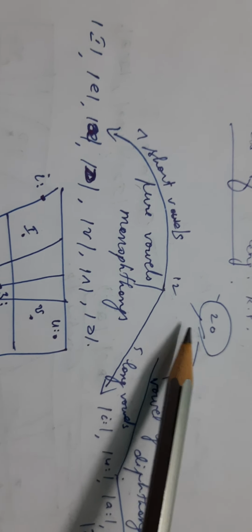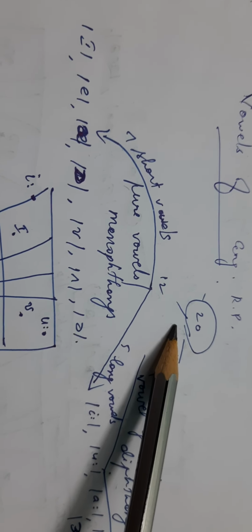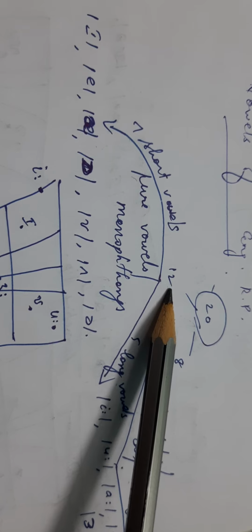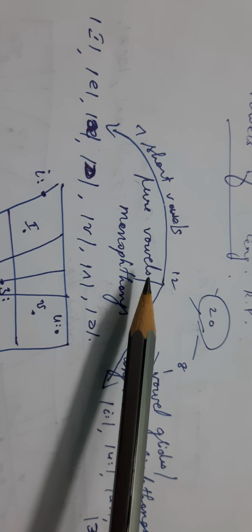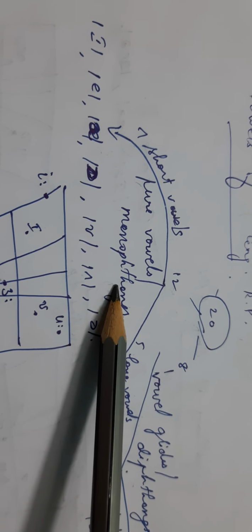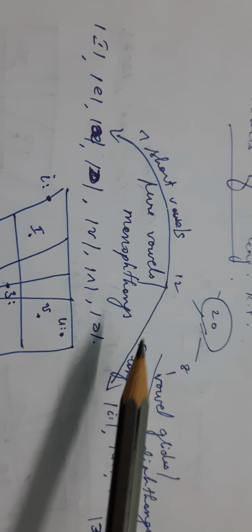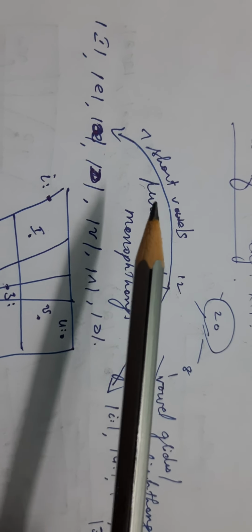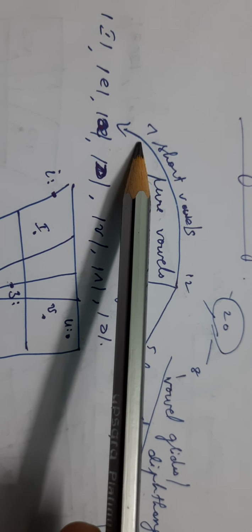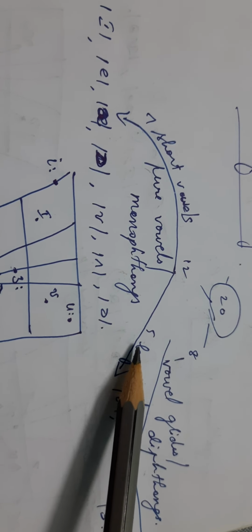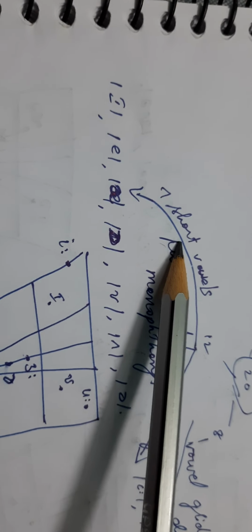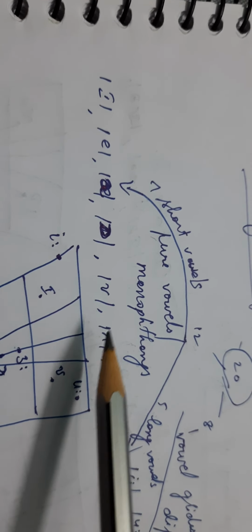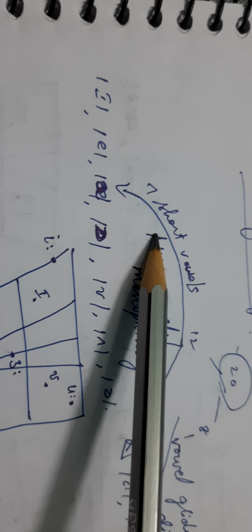Clear? So out of 20 vowel sounds in English RP, 12 are monophthongs or otherwise called as pure vowels, and these pure vowels or monophthongs are divided into short vowels and long vowels, and under short vowels you have 7 and under long vowels you have 5. Clear? And now we will look into the sounds that come under short vowels. Okay, so these are the sounds that come under short vowels.